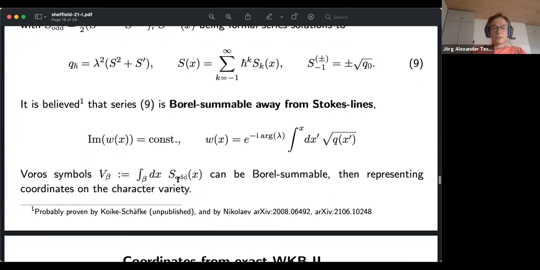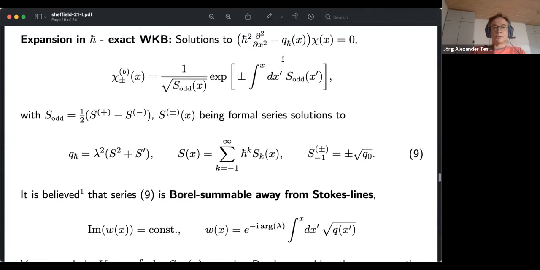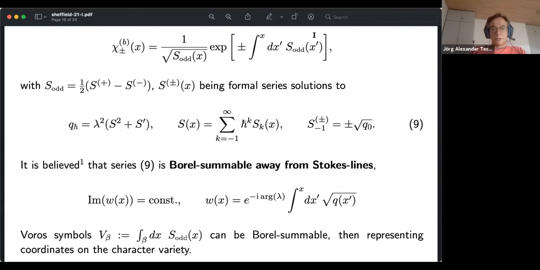So what is being proved there in particular is that the so-called Wörth symbols, which is basically what appears here as the integrand of the solution of this formula for the solution to the equation defined by the potential Q of H bar, that this object, which is a priori just a formal series in powers of H bar, can be Borel summable if the argument stays well away from the so-called Stokes lines. And this is sort of the important thing I need to introduce.